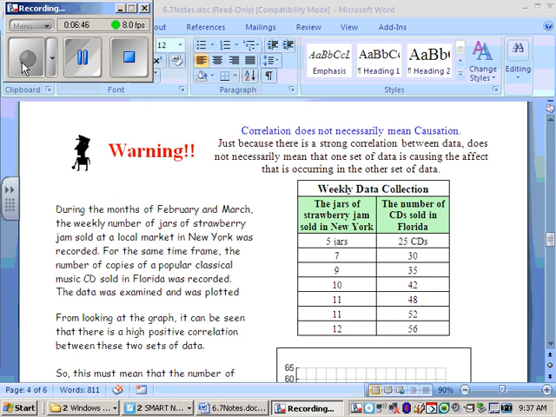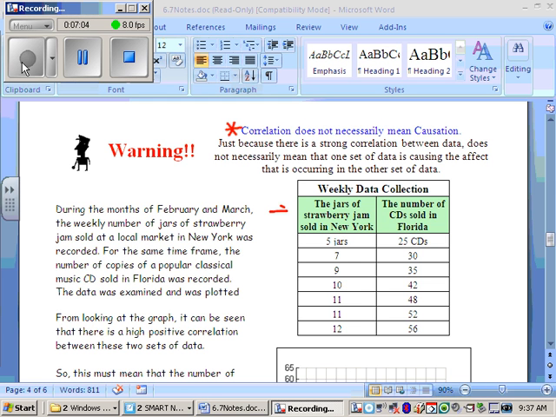In this next example, this would show that correlation does not necessarily mean causation. So just because there's a strong correlation between the data does not necessarily mean that one set of data is causing the effect that is occurring in the other.